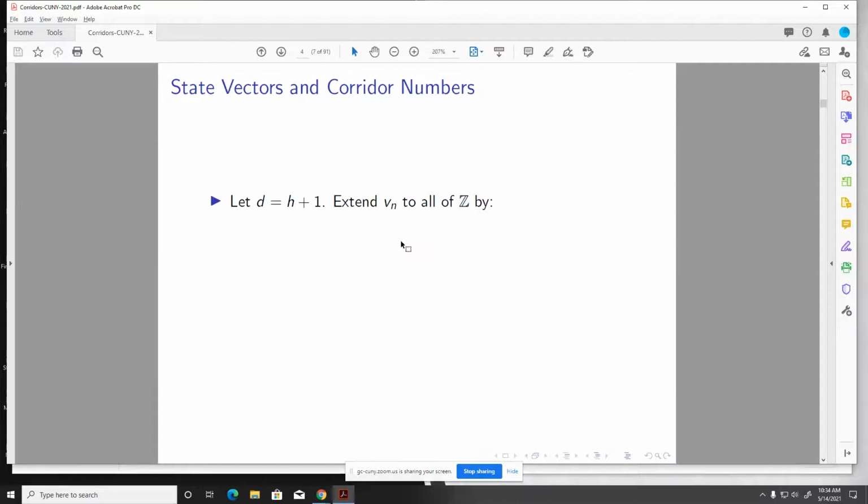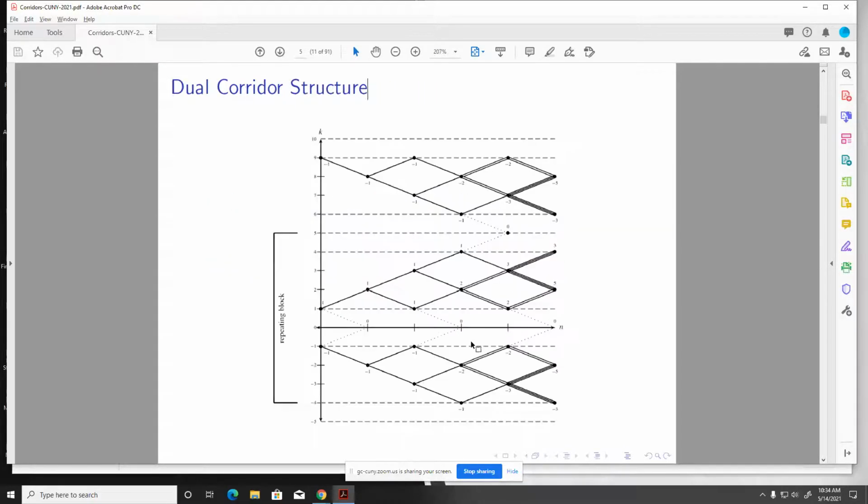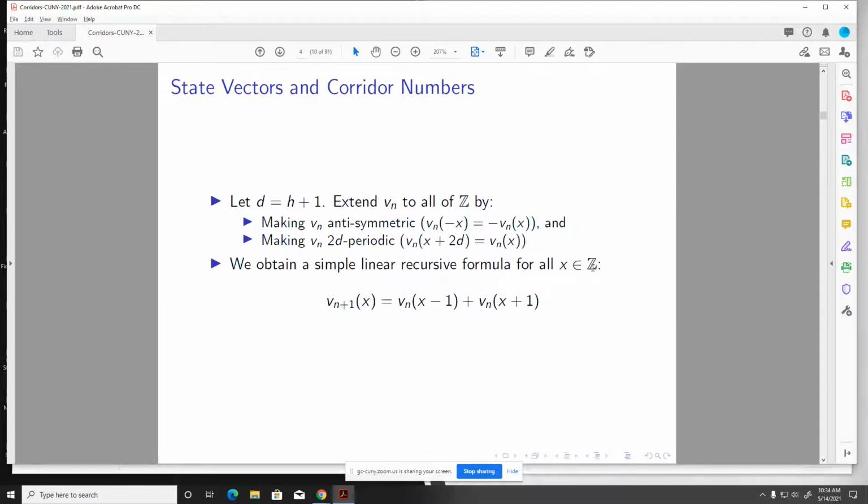Again, as Chuck mentioned, we do introduce another variable just to keep the formulas under control. We let d equal h plus 1, extend by anti-symmetry. These are our states, our Vn states, and we do extend by anti-symmetry. I'm going to show you a picture on the next slide. We extend by 2D periodicity, okay? The reason that we do that, again, was already explained, but we needed to do this so that we can come up with a simple recursive formula that is valid for all input. So we don't have any edge cases to deal with.